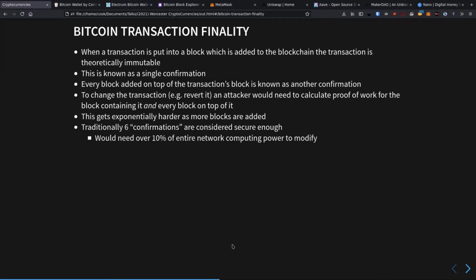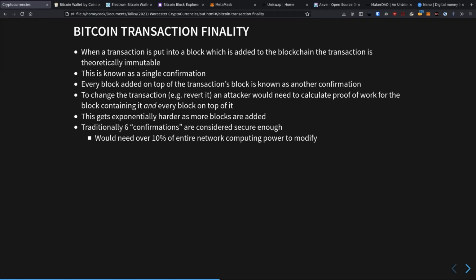So Bitcoin transactions are theoretically immutable once they've been added to the blockchain. Theoretically, they can't be modified unless somebody was able to produce a longer blockchain. As I said before, to change a block in the blockchain, every single following hash would have to be recalculated, and you'd have to recalculate the proof of work of the block you're changing. So that's why we have something called confirmations.